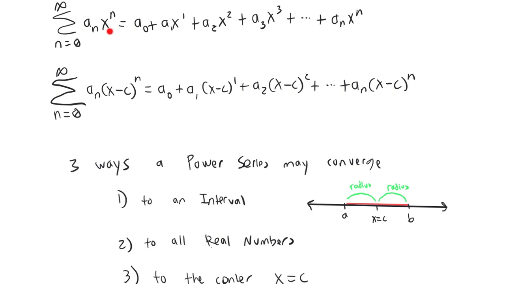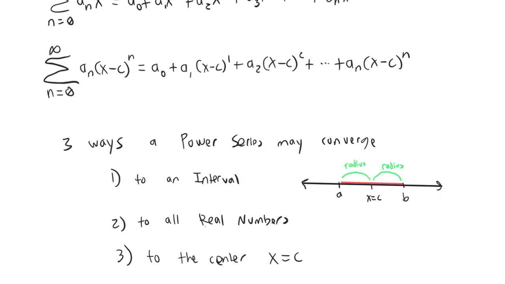Now, by the way, this says x minus 0 raised to the n power, so the center in this case would be 0. So c is the center, and what we refer to as the radius is the distance between the center and one of the endpoints of the interval, okay? So that's the first way a power series might converge.